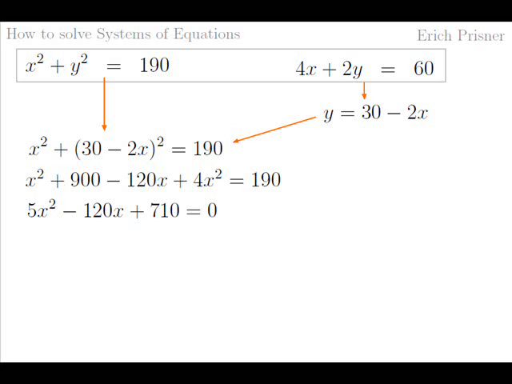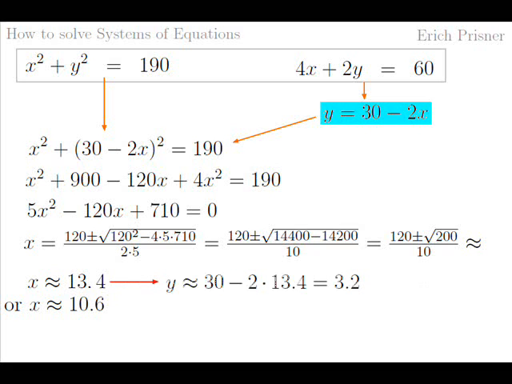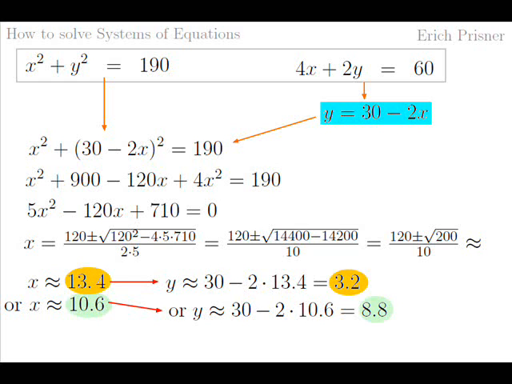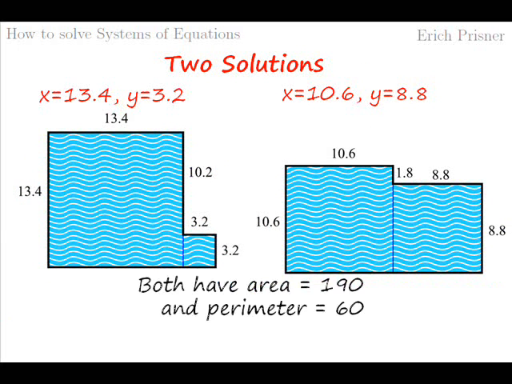A quadratic equation which we can solve using the quadratic formula, so we get x equals 120 plus minus the square root of 120 squared minus 4 times 5 times 710, all divided by 2 times 5, and doing a little arithmetic, we get either 13.4 or 10.6. Then, since y equals 30 minus 2x, y is either 30 minus 2 times 13.4, which is 3.2, or 30 minus 2 times 10.6, which is about 8.8. The pool shapes for the two solutions are shown here. Both pool designs have the same area and the same perimeter.